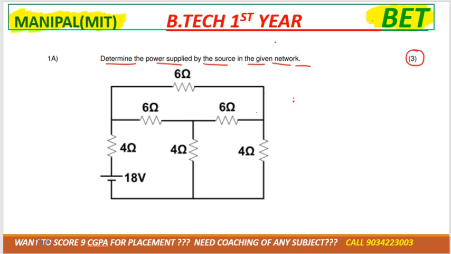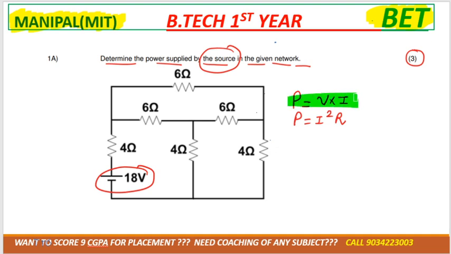Power supplied by source, as you know, the power formula is V into I, and we also have the power formula I square R. So they said the source, meaning the 18 volt source, then in that case you have to use V into I. If they ask you power across a resistor, then in that case you need to use the I square R formula, right? So how will you get the current?